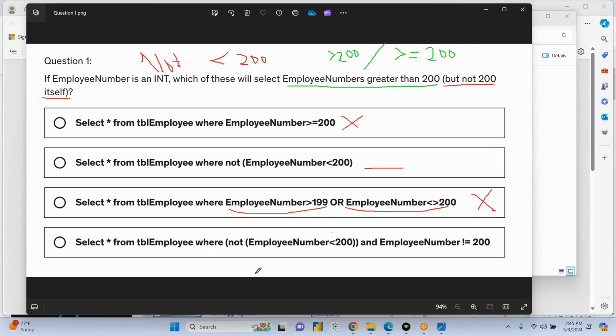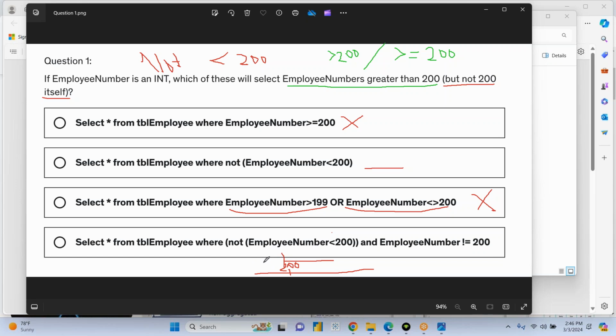And usually if these things are not clear, you can always try to put them on the number line. If this is 200 right here, this one says employee number less than 200. So we are looking at this zone right here. It's 200, less than 200, we're looking at this zone. And then not, you bring the not, now we are looking at this zone from 200 moving forward. This was the opposite that we negated.